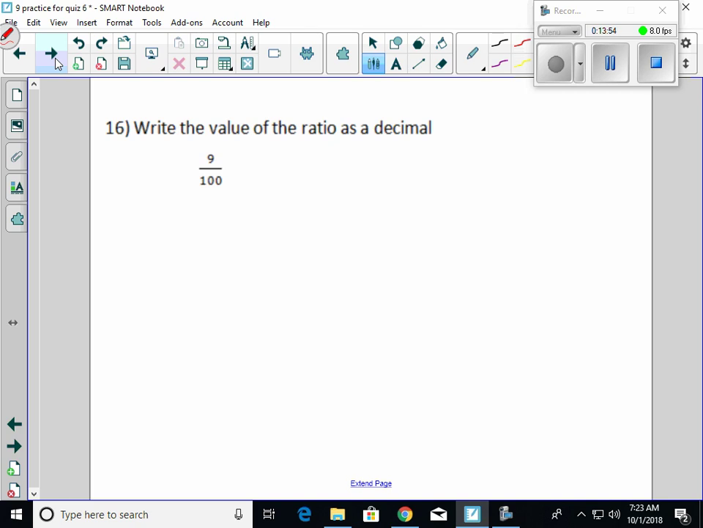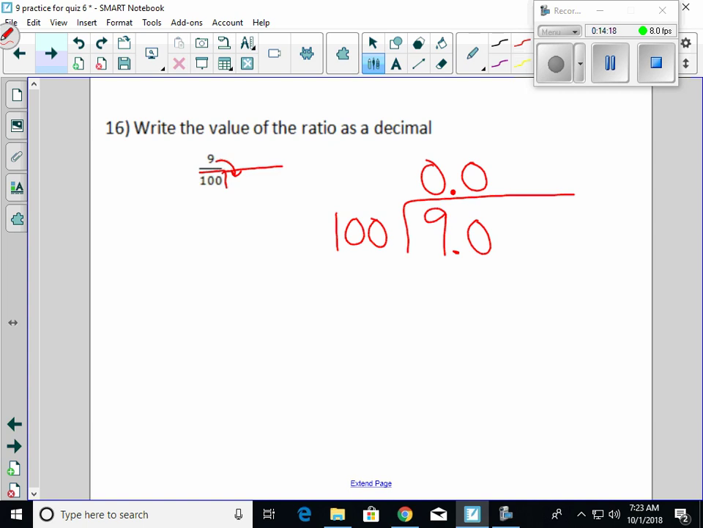9 divided by 100. Remember, the 9 goes inside that long division symbol. 9 divided by 100. 100 does not go into 9. I'm going to put a 0 on top of the 9. Bring up my decimal. 100 still does not go into 90, so where that 90 ends, I need a 0. 100 goes into 900 9 times, because 9 times 100 is 900. So 0.09.